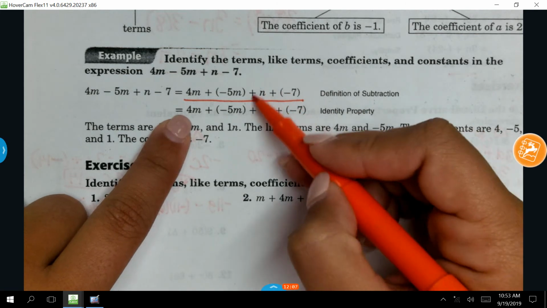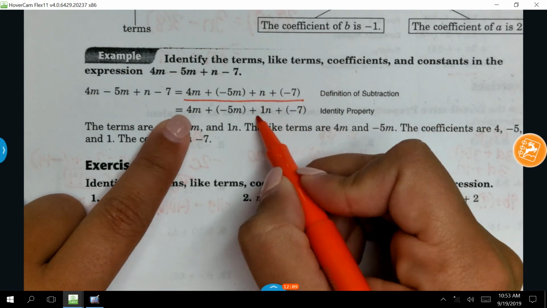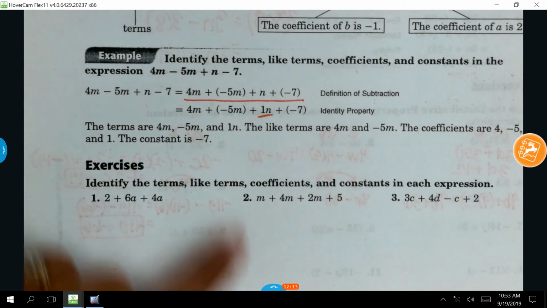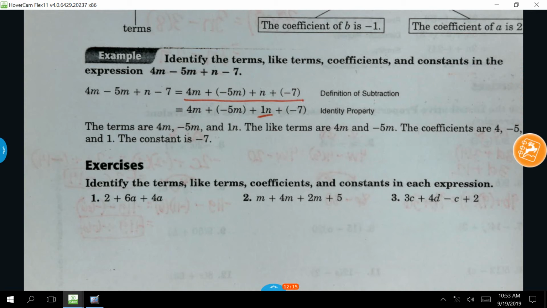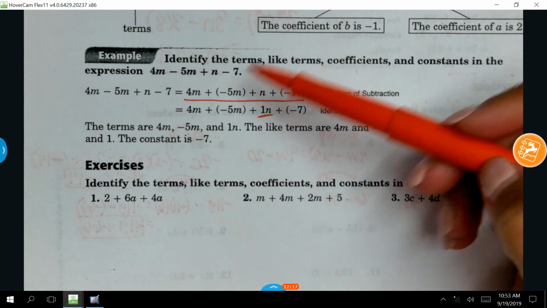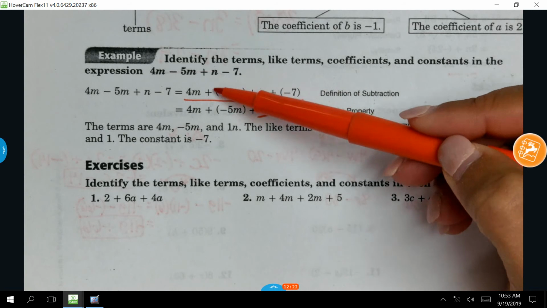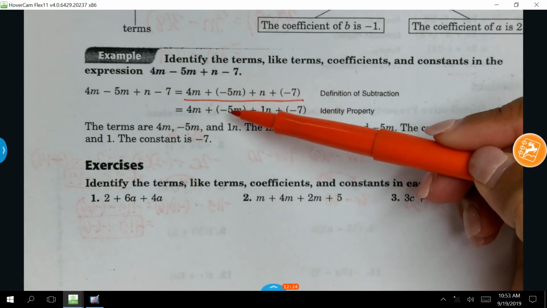Remember that anytime you see just one variable together, it's actually an understood 1 in front of it. Okay. So now when you're looking at your terms and coefficients and constants and all that, it's easier to tell that that's a negative 5n. So my coefficient would actually be negative 5, not just a 5.